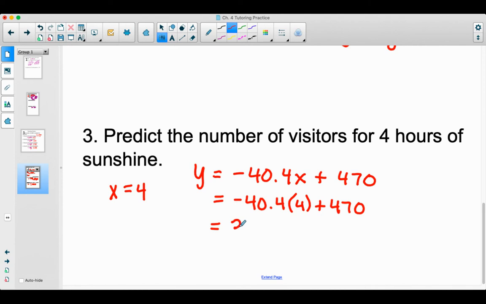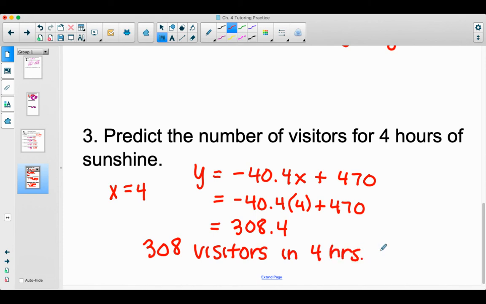And we get 308.4. Okay, so what does that mean? Well, first off, y is the number of visitors, and I cannot have a decimal of visitors. So that means that I'm going to round this to the nearest integer, and I'm going to have about 308 visitors. And I can predict that that's how many visitors I'm going to have in 4 hours of sunshine. That's what that indicates. So we can use our line of best fit to predict values that are not a part of that table.